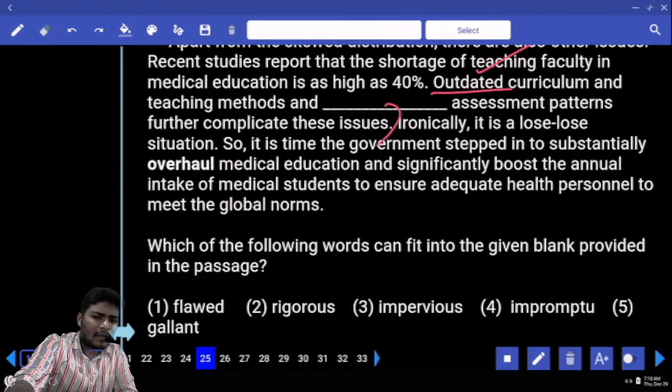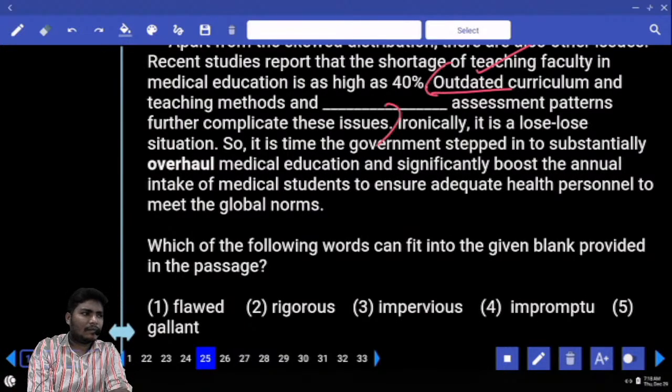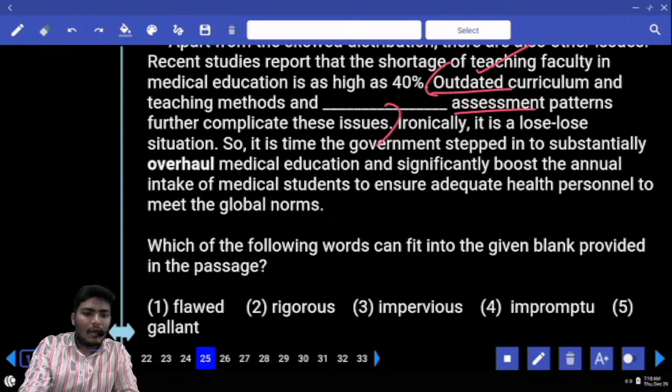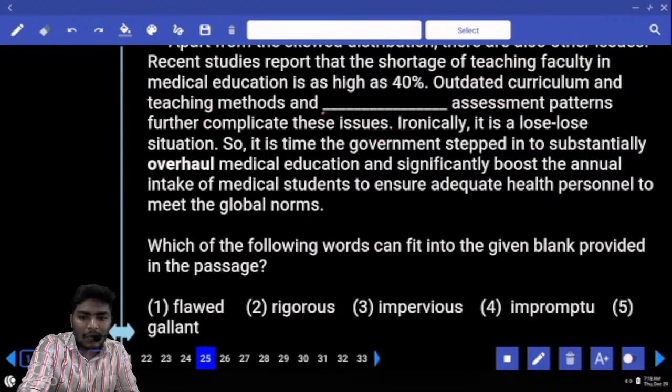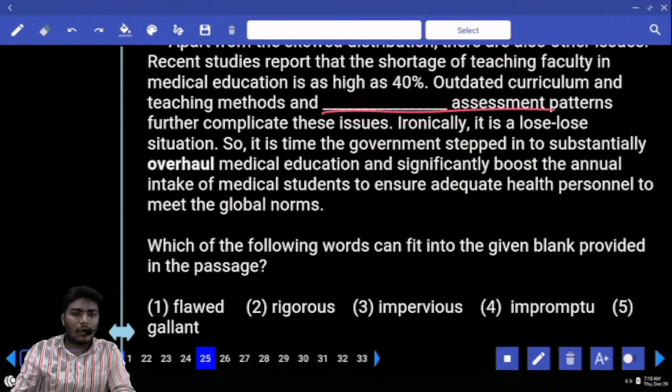Are we looking at a positive sentence or negative sentence? Outdated curriculum and outdated teaching methods and dash assessment patterns. We have to speak about the negative case only, assessment patterns. Further complicate these issues. There are already some issues, but these things complicate the issues. We need to get some quality about the assessments. Again, negative quality is needed.